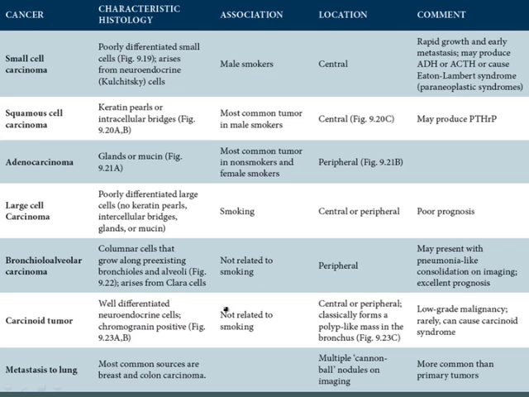Now, carcinoid tumors are not related to smoking. They can be central or peripheral, but the classic tumor forms a polyp-like mass in the bronchus, and that's the way it shows up on examinations as well. This is a low-grade malignancy, and rarely can cause carcinoid syndrome. Now, usually it doesn't. However, on examinations it can. And so it rarely can cause carcinoid syndrome.